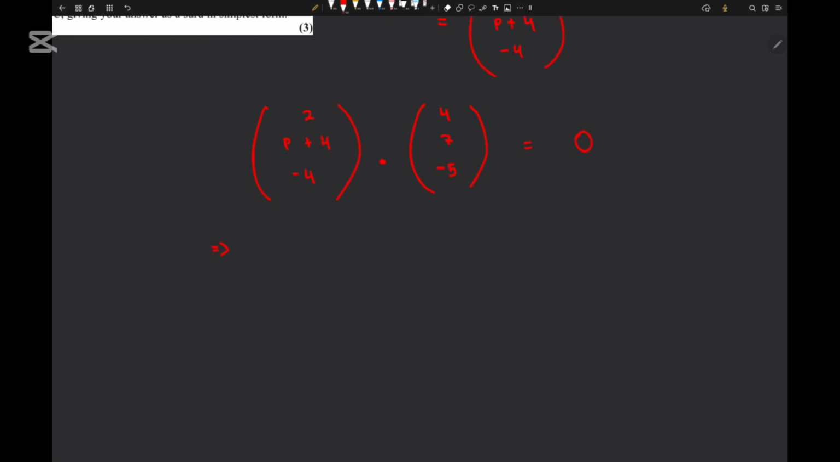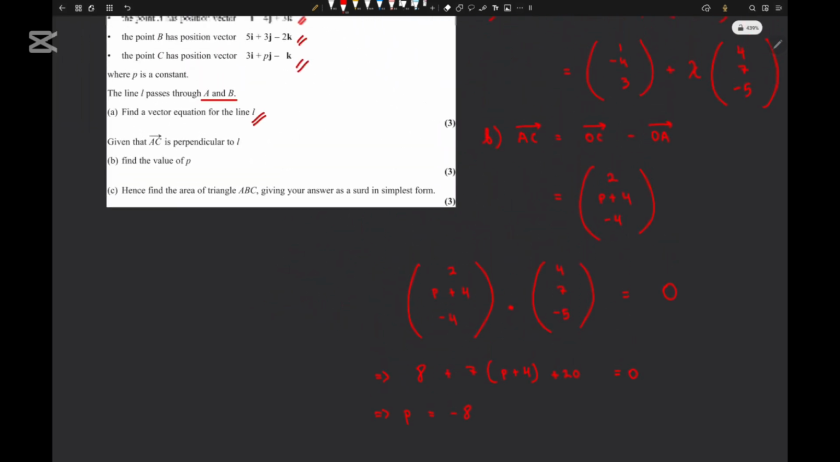So now let's multiply the corresponding values and add them all together. So it's 8 plus 7 times P plus 4 plus 20 equals 0. From this equation we should get our value of P. So the value of P is minus 8. So that is it for this part.